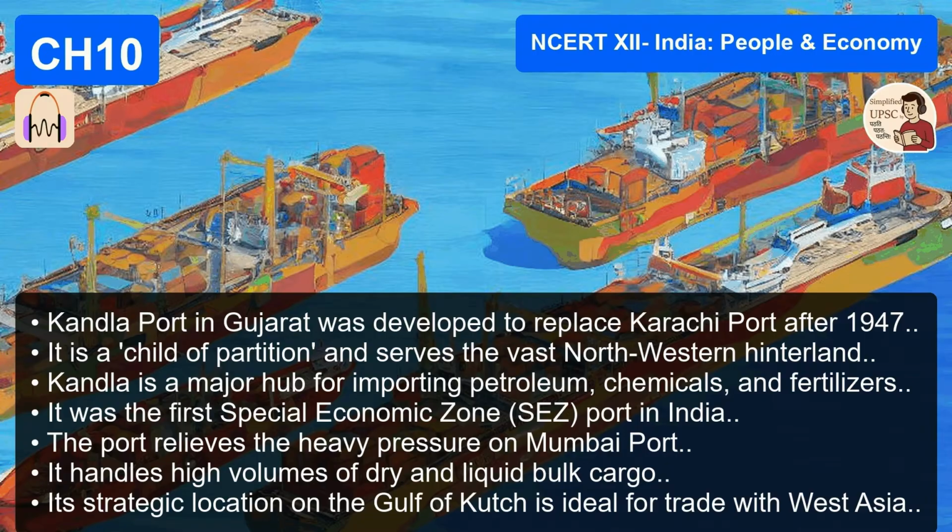Okay, moving from the tracks to the waves, let's talk about the blue economy, water transport. Water transport is fascinating because it's a bit of a paradox. It is the cheapest mode of transport, the most fuel efficient, and the most eco-friendly. Yet in India, it faces really tough competition from road and rail. So why is that? If it's so cheap and so good, why aren't we using it more?